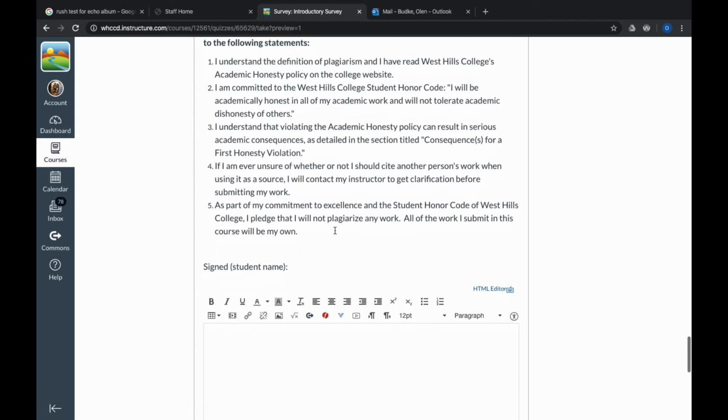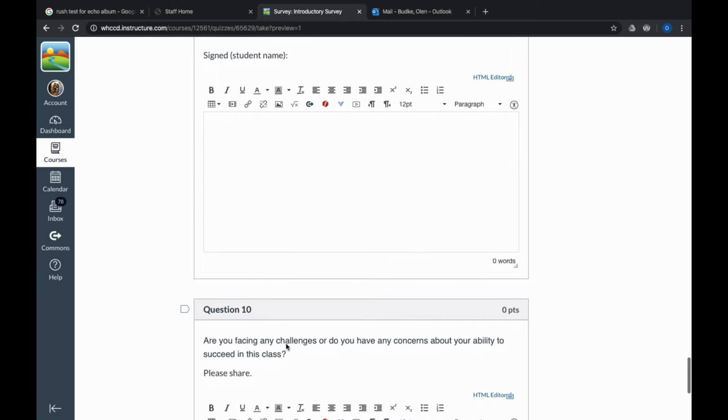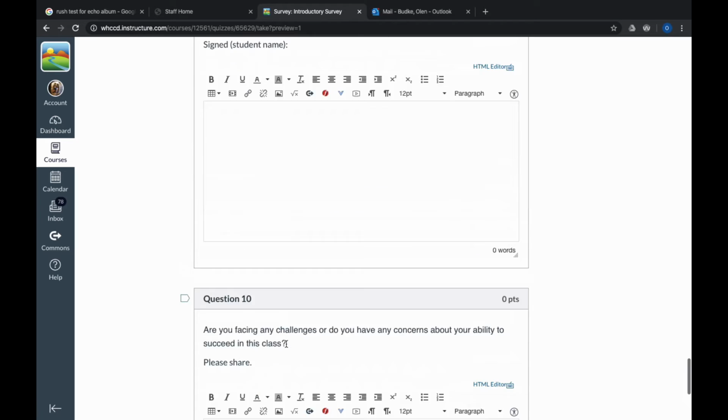So commit to that. Read through it all in depth. Commit by typing your name here. And then lastly, are you facing any challenges or do you have any concerns about your ability to succeed in this class? Let me know up front. It gives me the opportunity to support you the best that I possibly can.